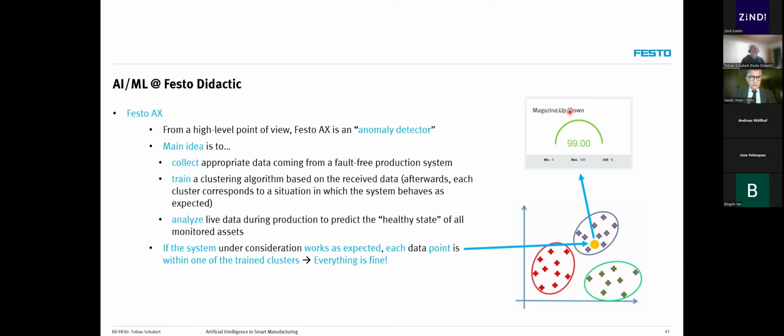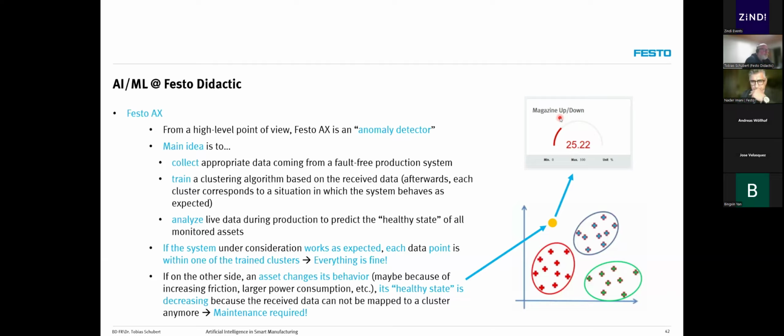Now, that's an example from our learning factories where we have a magazine cylinder going up and down. Then you know, okay, everything works fine, 99% health score. I don't have to take care of that. No one has to go there. That cylinder is working fine, or that welding gun is working fine.